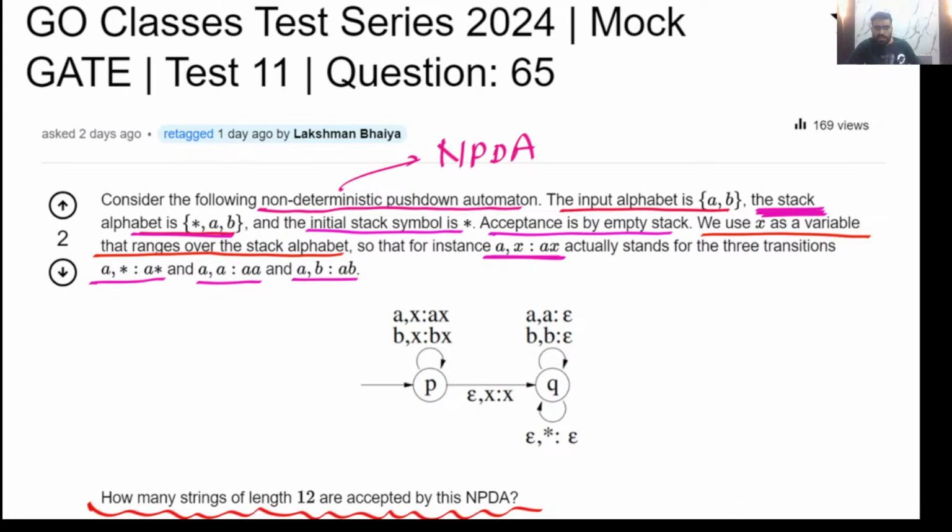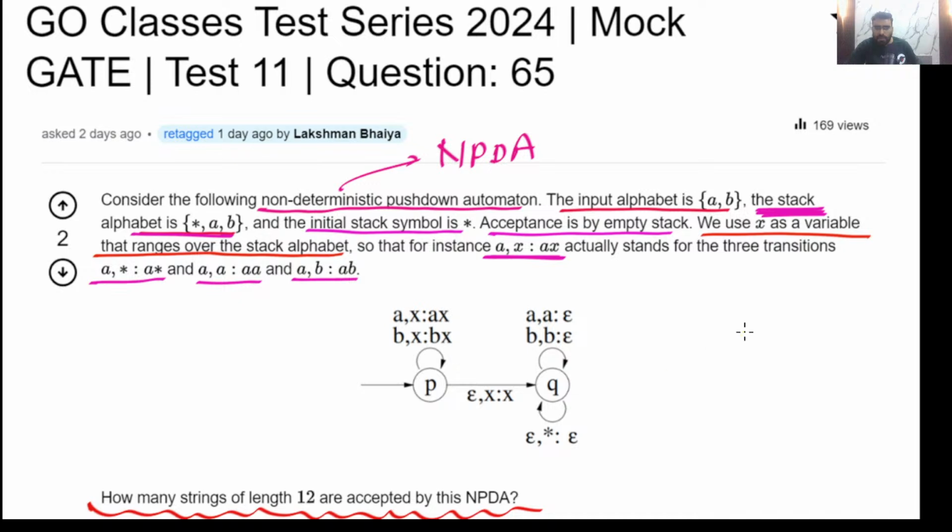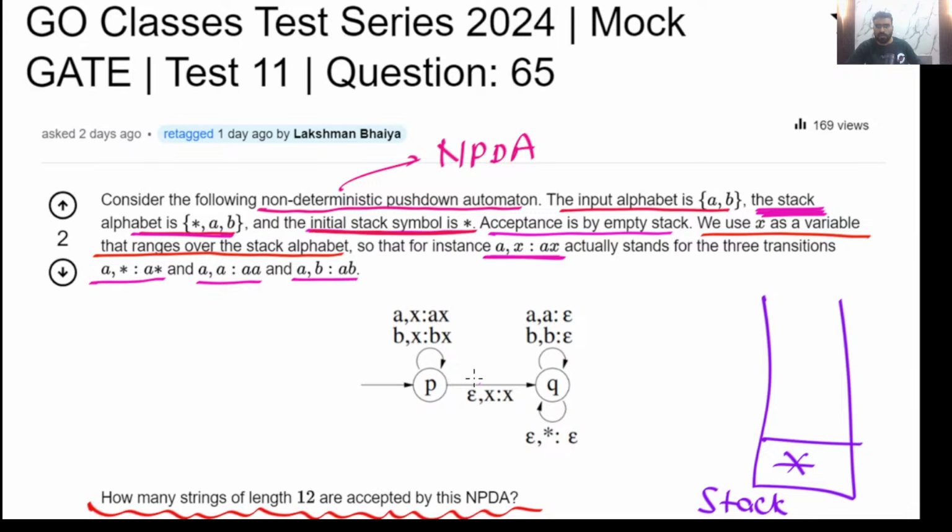Notice the initial bottom of the stack symbol is star. Remember, initially on the stack what you have is star. Initially this is your stack. Because the question is saying the initial stack symbol is star. This is the initial stack symbol. Okay. Now you can see the input alphabet is A, B.